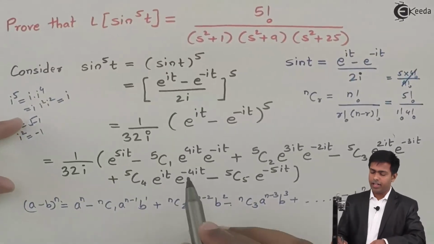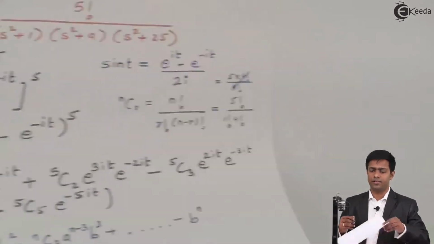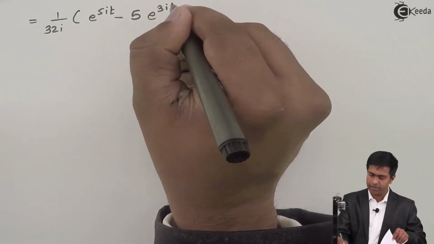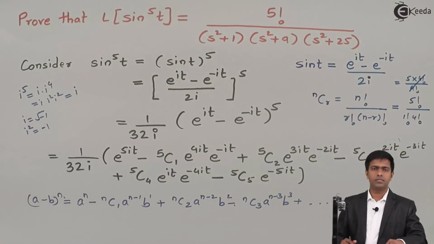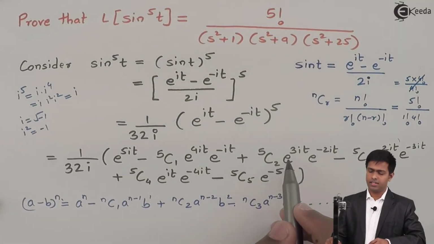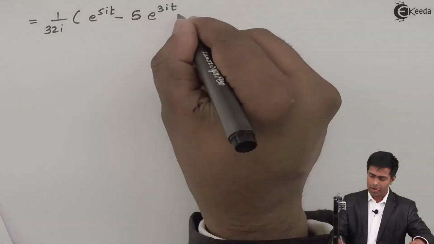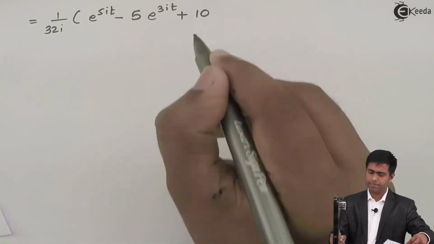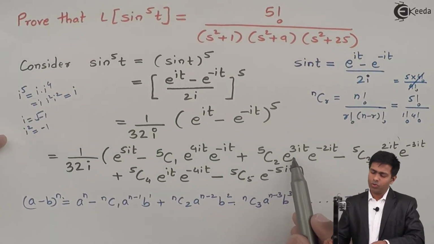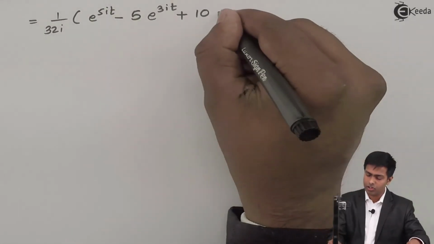Next, e raised to 4it into e raised to minus it will be e raised to 3it. So e raised to 3it. Next, this will become 5C2 as 10. So here we'll get plus 10. Here e raised to 3it into e raised to minus 2it is e raised to it.